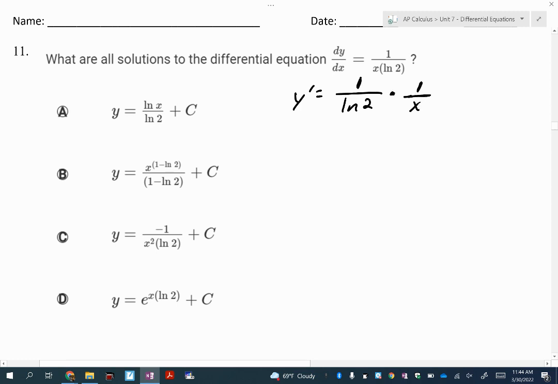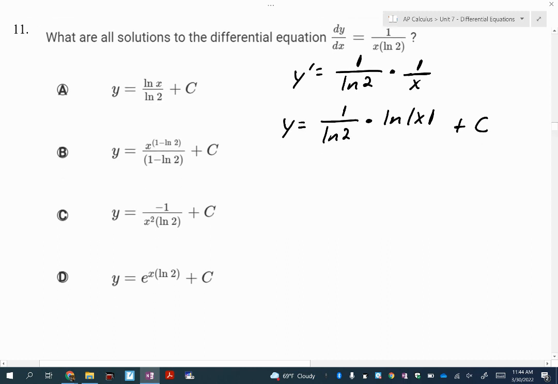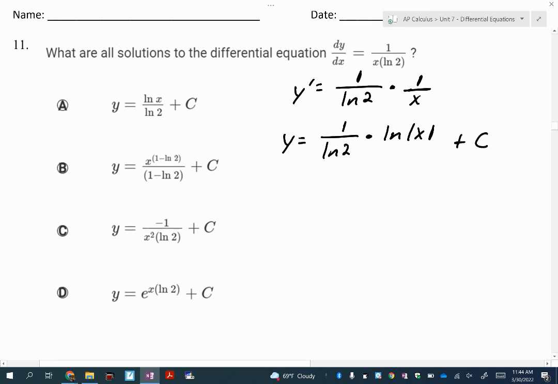If I do the antiderivative, remember the idea is if I have a constant, I can just copy down the constant. Then the antiderivative of 1 over x, and I'll show you guys in class, this is x to the negative first power, is going to be the natural log of the absolute value of x. And we have our big giant plus c at the end. If you put those together, you'll have the natural log of x divided by the natural log of 2, which gives us answer choice A.